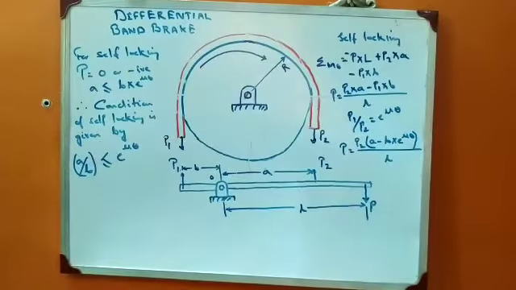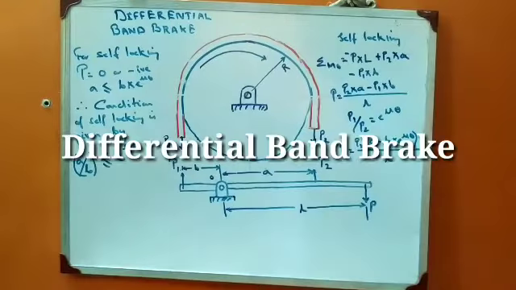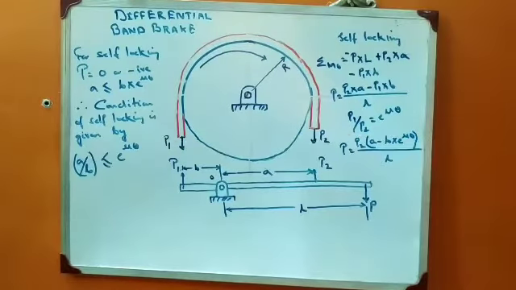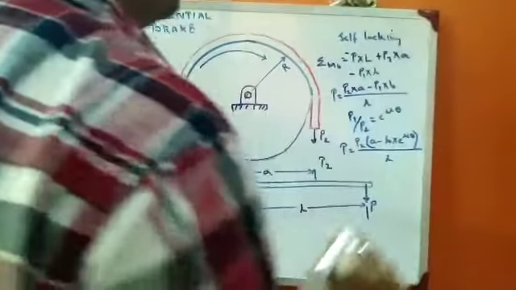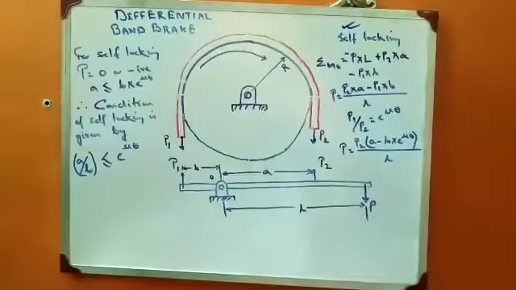Now we are coming to the analysis of a differential band brake. What is the function of a differential band brake? Why is the differential band brake used? The only requirement of the differential band brake is the requirement for self-locking. Due to the requirement of self-locking, the differential band brake is used.